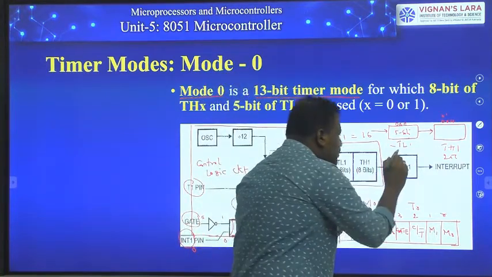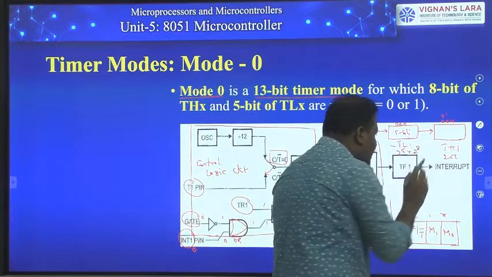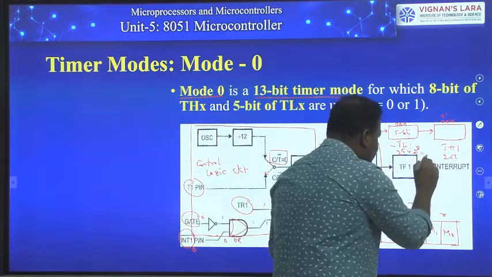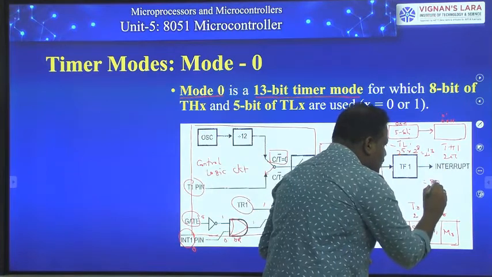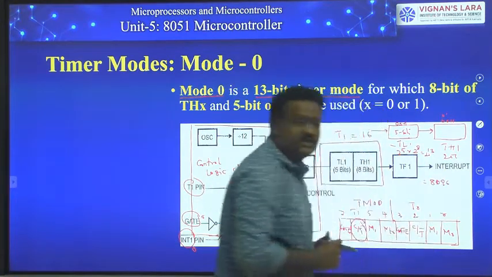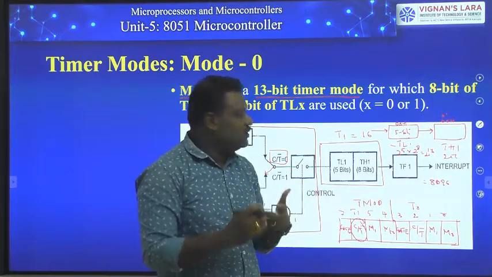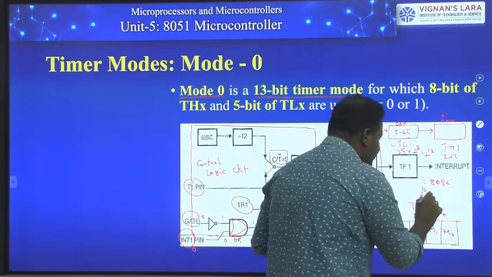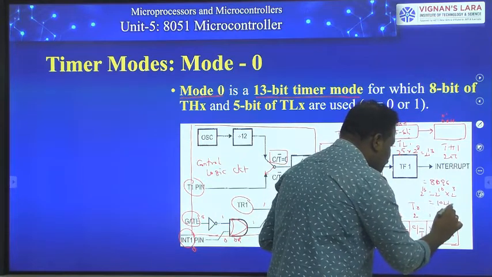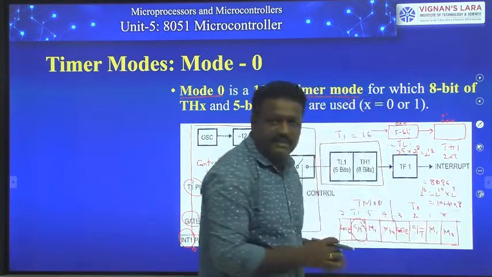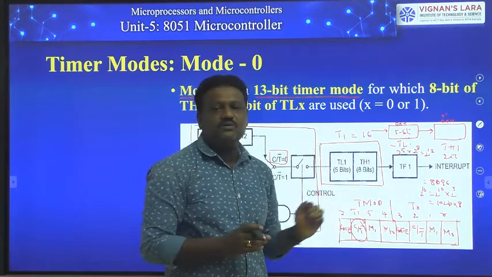That means here we are using 2 power 5 clock pulses count, and here we are using 2 power 8 clock pulses count. That means totally 2 power 13 clock pulses. That is equal to 8192 clock pulses, which is equal to 8K. Why? Because 2 power 13 we can write as 2 power 10 into 2 power 3. 2 power 10 is nothing but 1024 and 2 power 3 is nothing but 8. If you do this multiplication, you get the value 8192, which is equal to 8K.